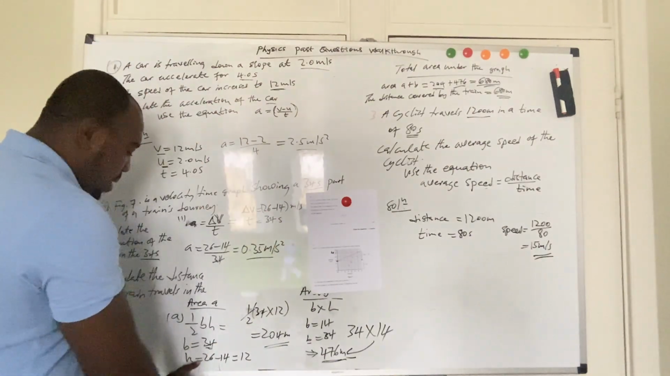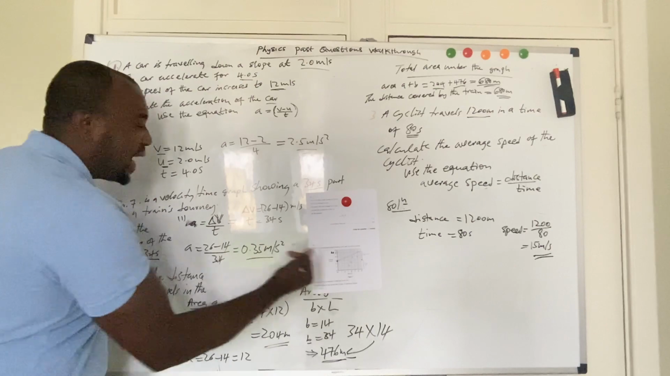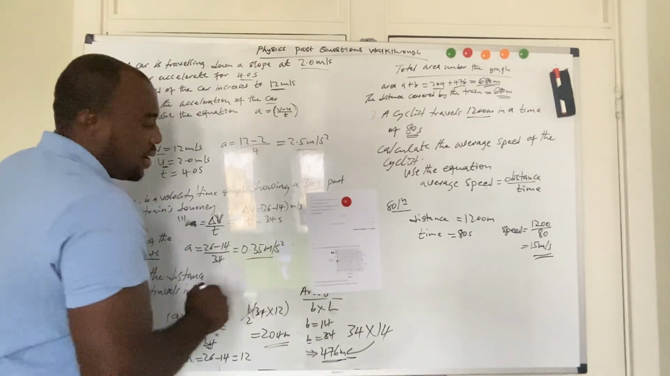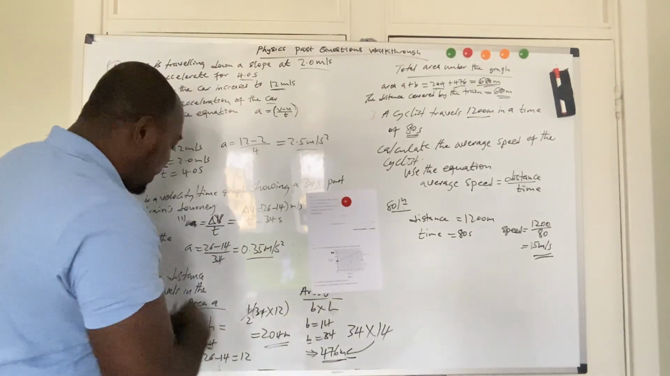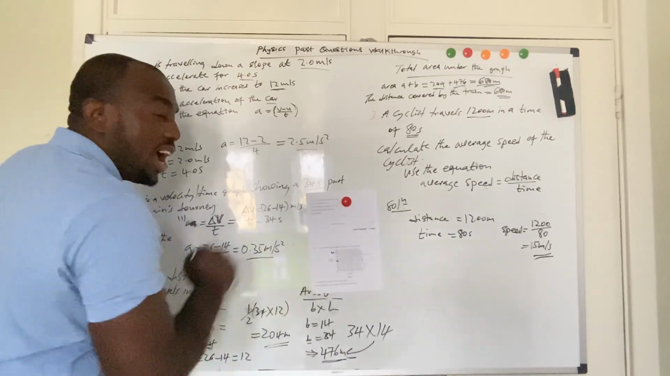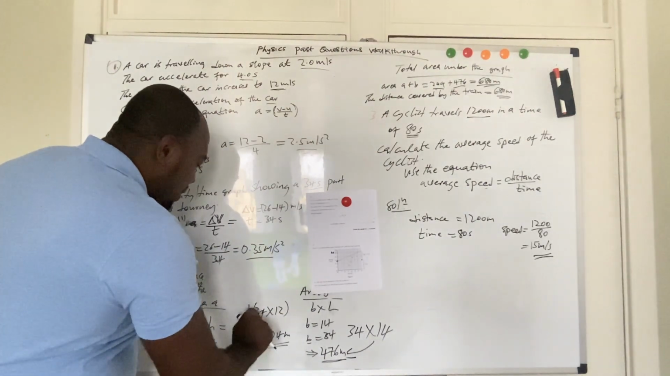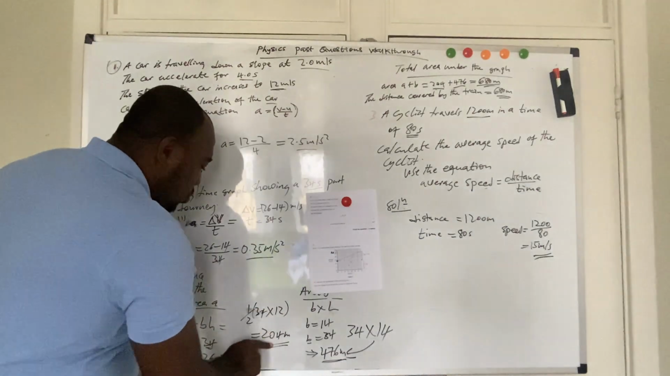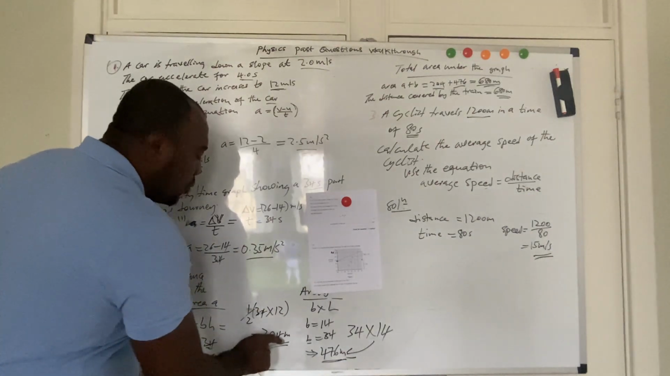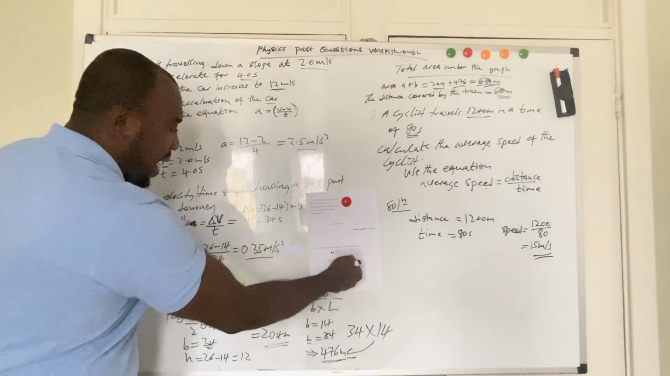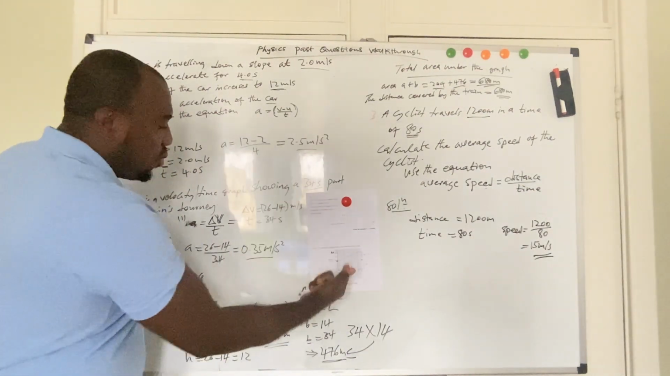So we got our H, we got our B, so we can calculate the area A, which is half base times height because it's a triangle. So if you put them in and do 34 times 12 divided by 2, we are going to get 204 meters for area A. Now let's look at area B.